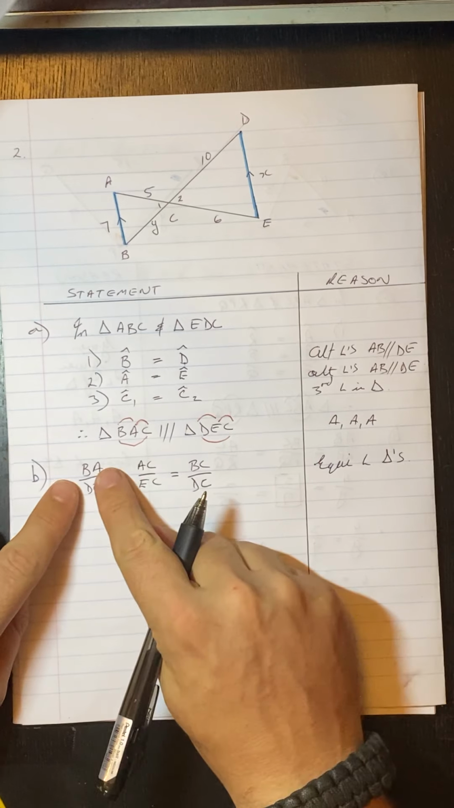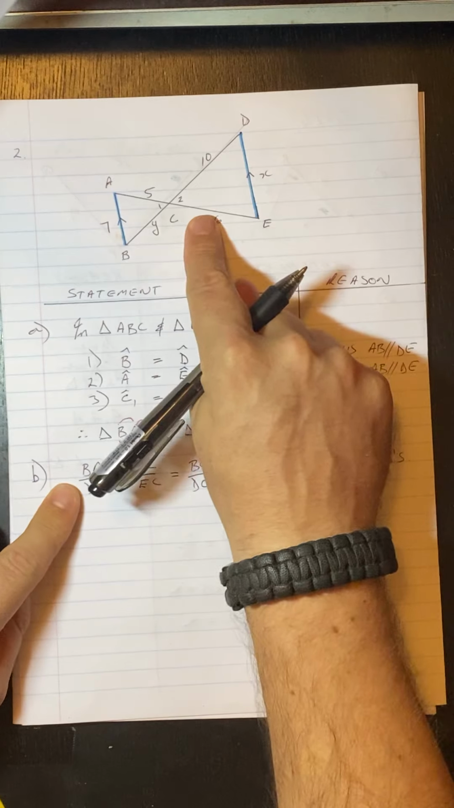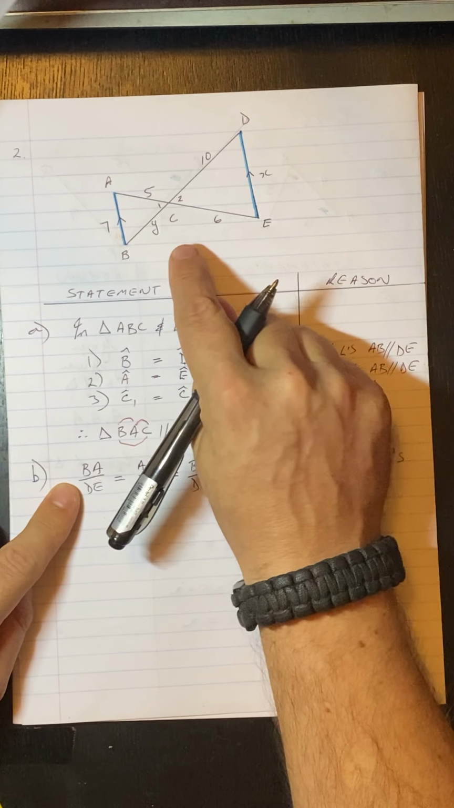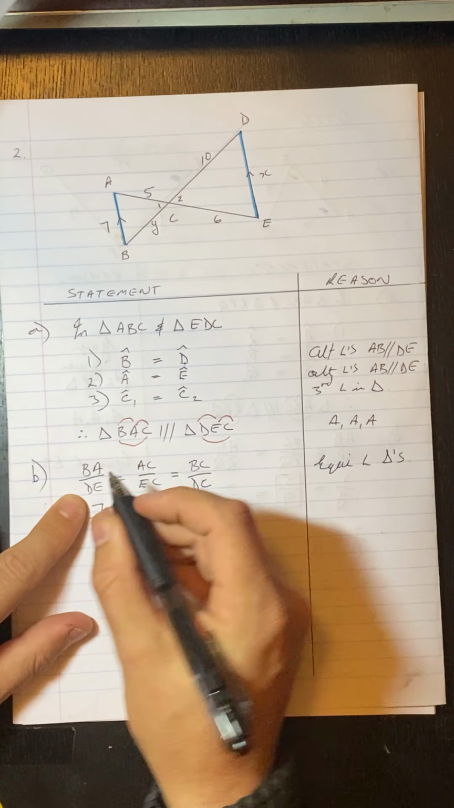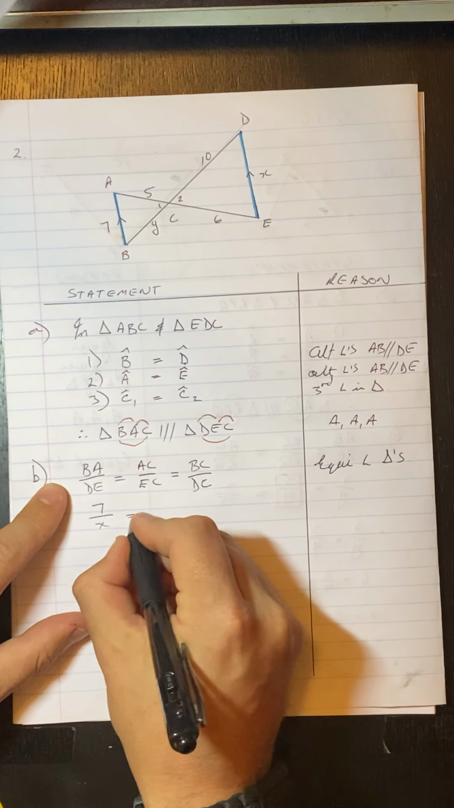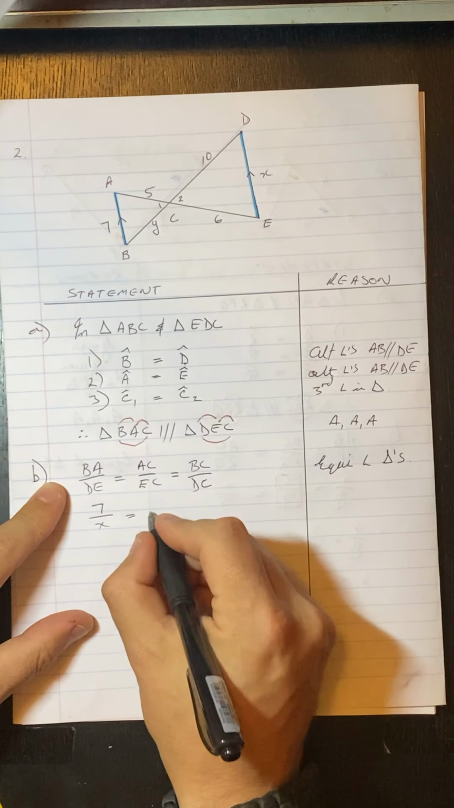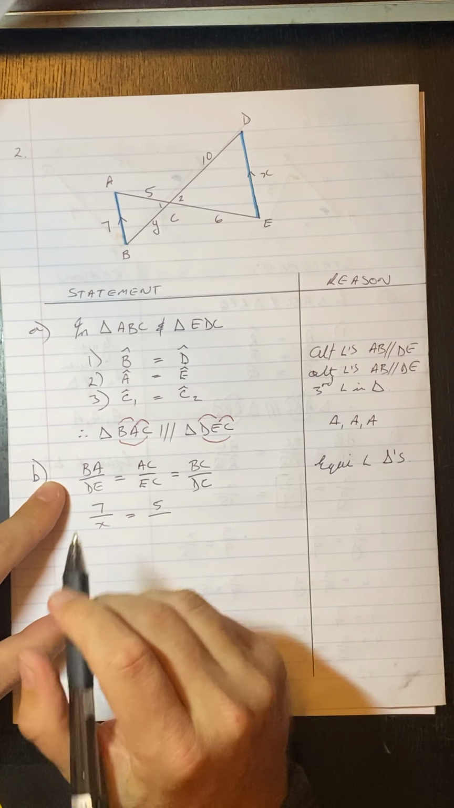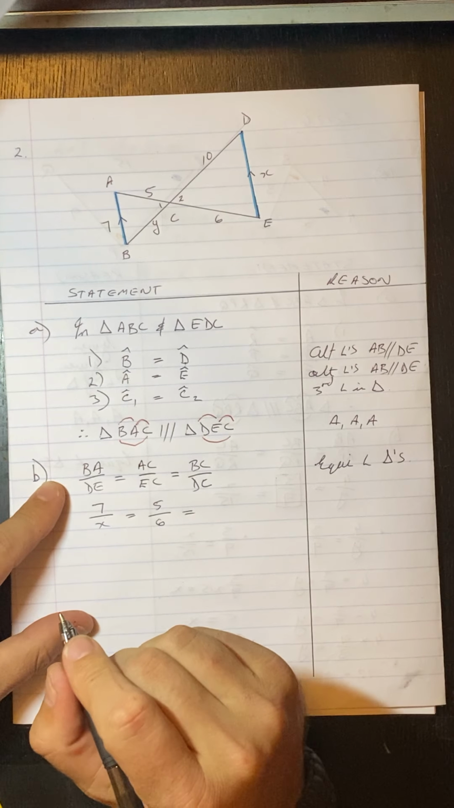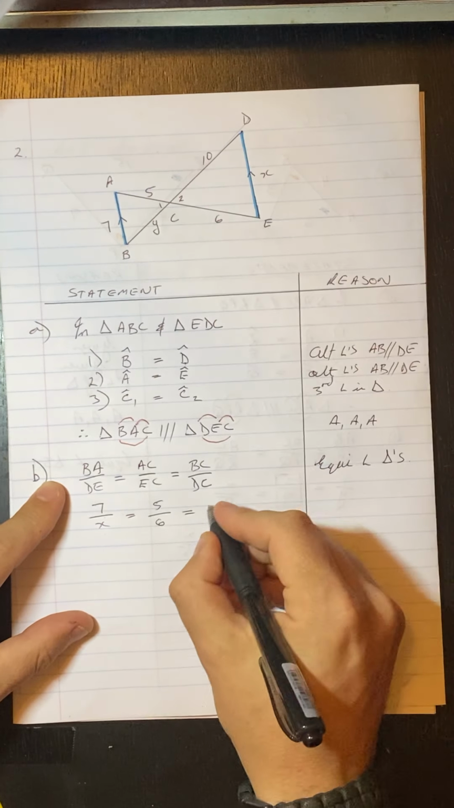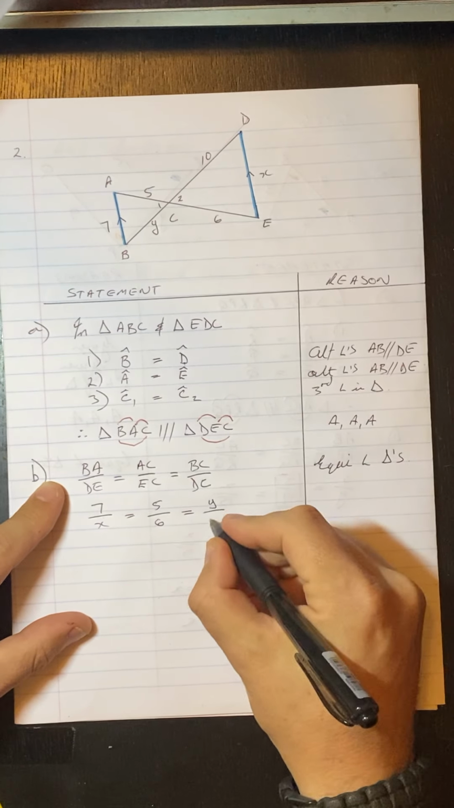Okay. I'm going to fill in now the information for our BA, DE, AC, EC, BC, DC from our figure here. So BA is from there to there, so that's 7 over DE is X equals AC. AC is this line segment over here, which is 5. EC is this line segment here, which is 6, equals BC, that over there, which is Y, over DC, which is this one over here, which is 10.